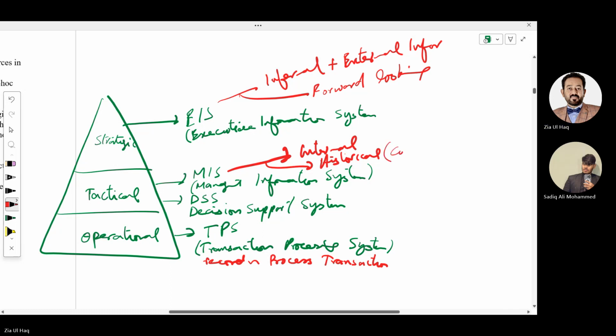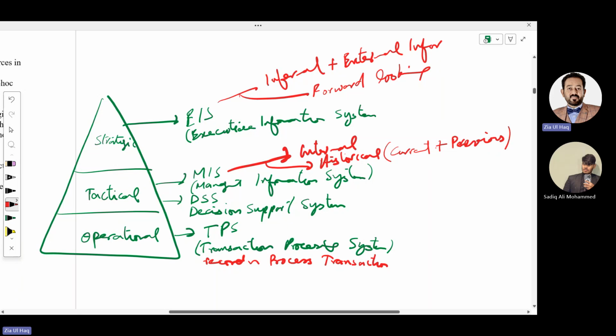Historical means current plus previous, so that based on current and previous information, management can see whether things are improving or going downward. While EIS is forward looking, it is about the future, meaning preparing forecasts and future plans. It's not historical based, meaning not focusing on past results. It's focusing on future innovation, future advancement, meaning what is going to happen in the industry in the future.